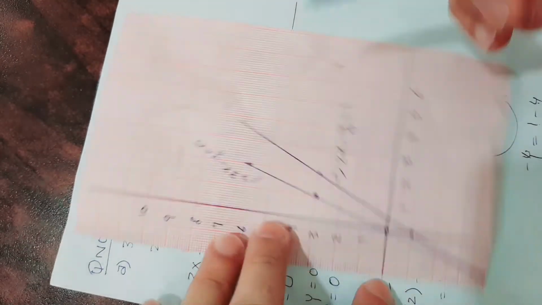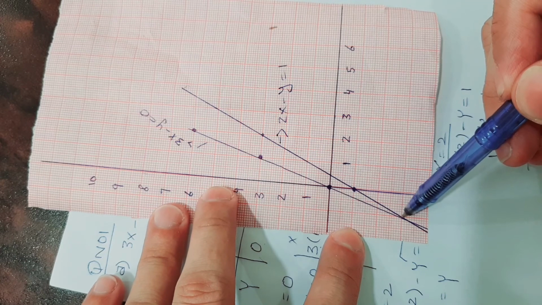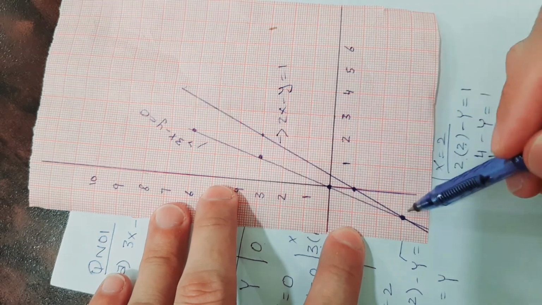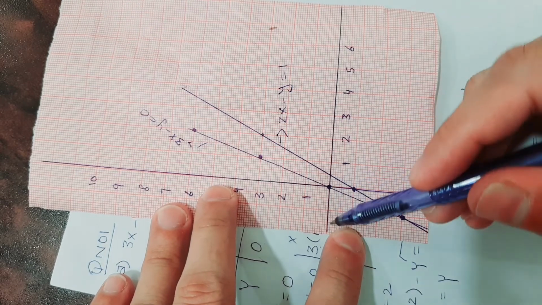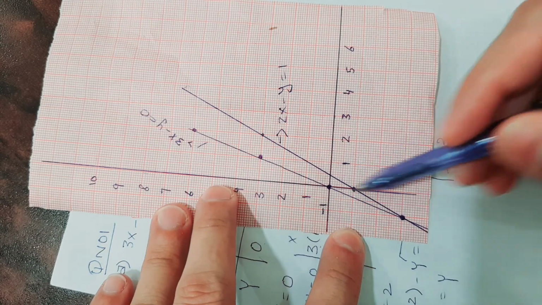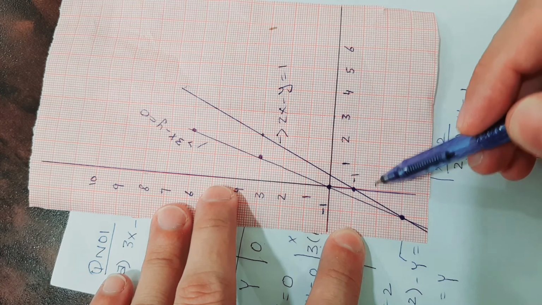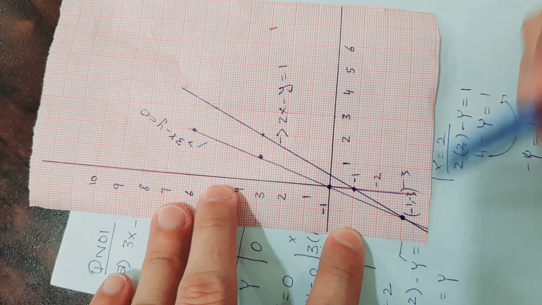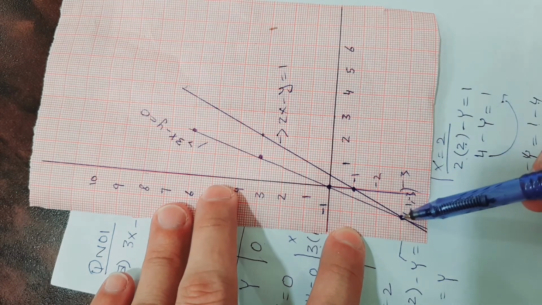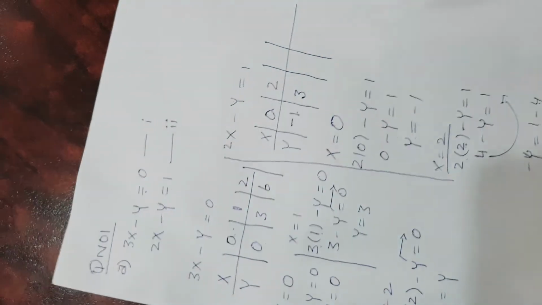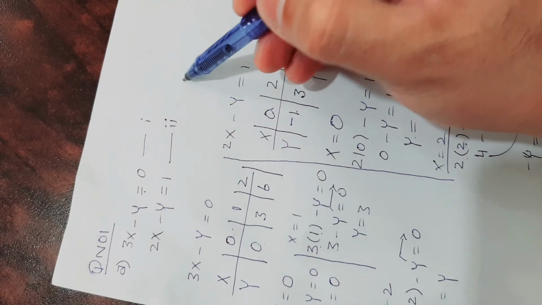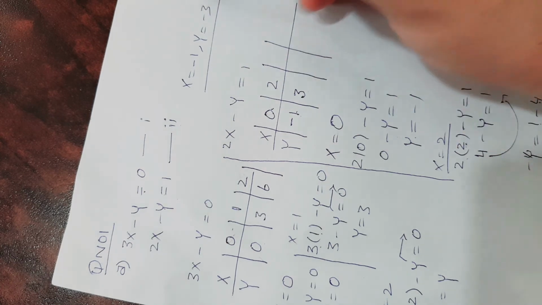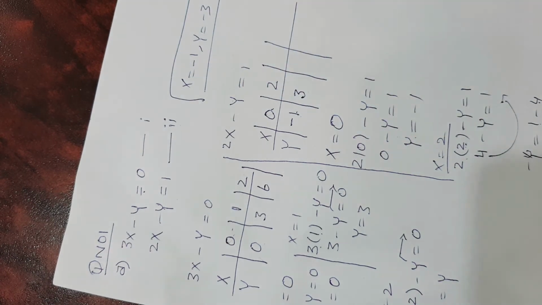Now this is the point of intersection for both these lines. The coordinates of this: on the x-axis this is minus 1, and on the negative y-axis this is minus 1, minus 2, minus 3. So the coordinates are minus 1 and minus 3. So the solution for this pair of simultaneous equations is x equal to minus 1, y is equal to minus 3. This is the solution for question number 1 part A.